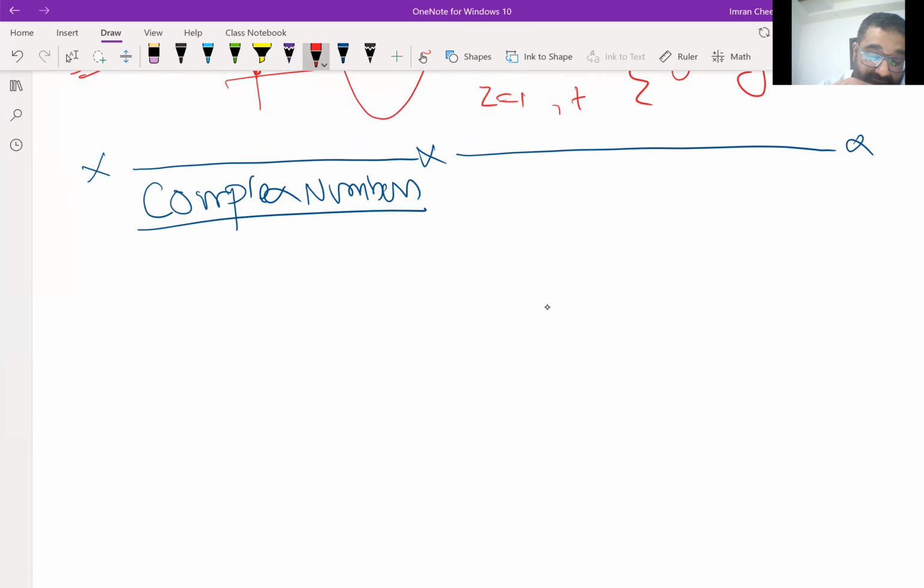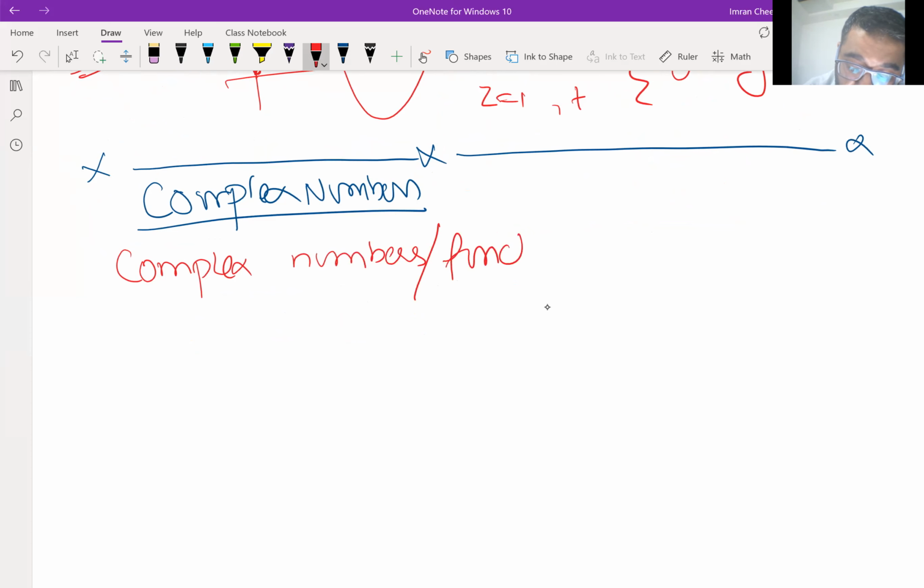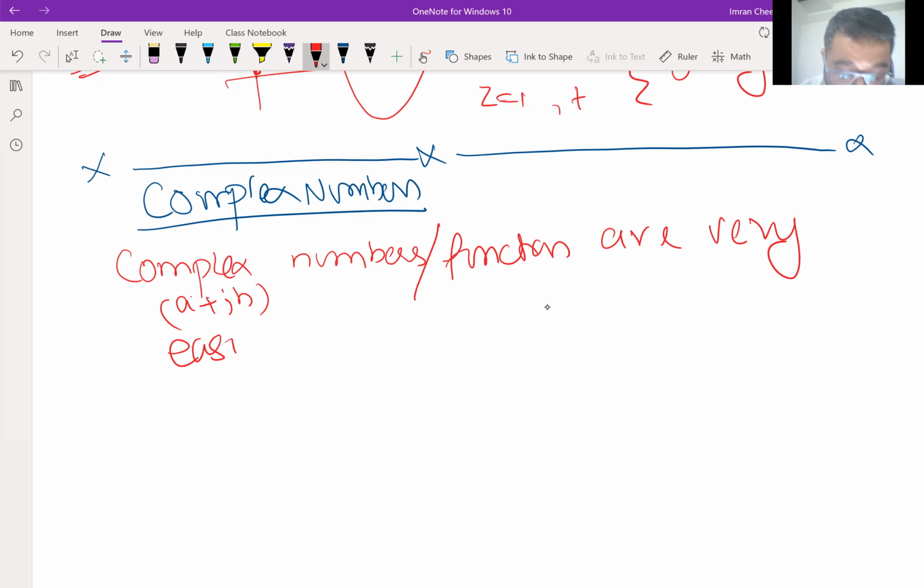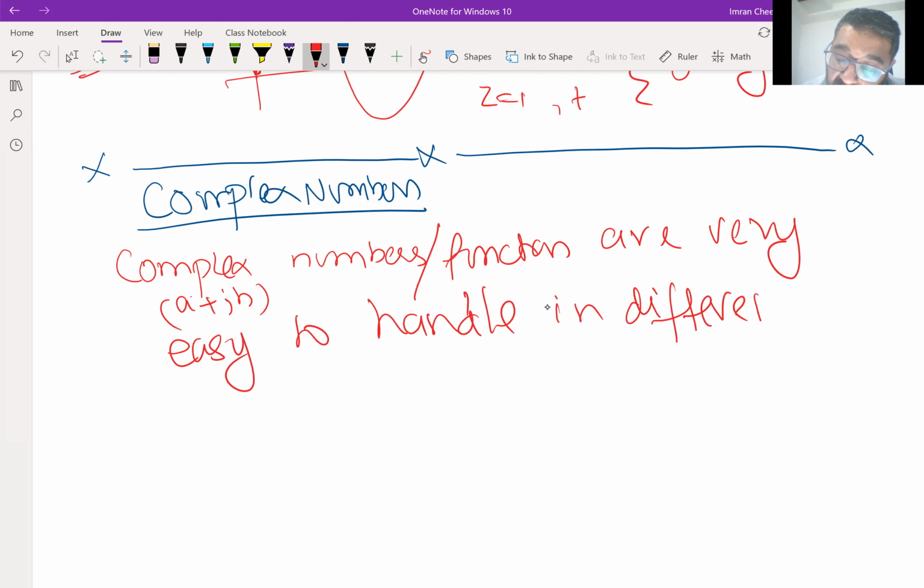I can say that complex numbers or functions, and here by complex numbers I mean a plus jb, are very easy to handle in differential equations, because the model we made is a temporal differential equation, a messy differential equation. We want to make it easier. So in differential equations, these become very easy with complex numbers.